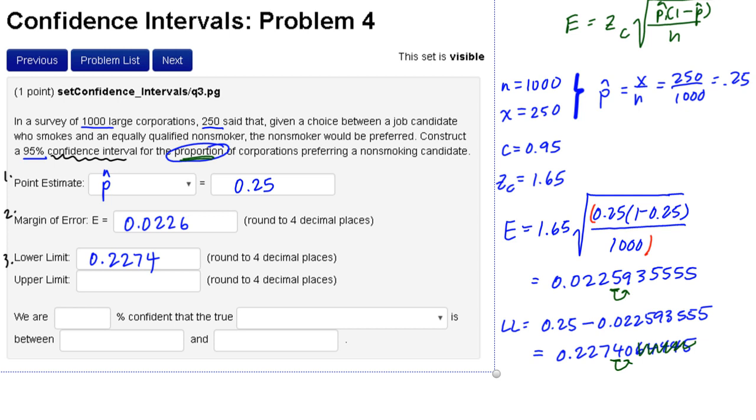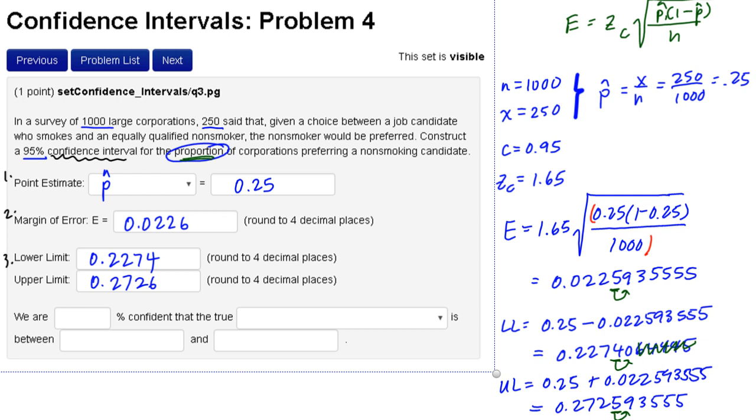so the lower limit is 0.2274. And similarly with the addition, the upper limit, 0.25 plus 0.0225935555 gave 0.2725935555. 4 decimal places are right here. 5 looks next door. 9 is big. 9 rounds that guy up to a 6. So 0.2726 for the upper limit.